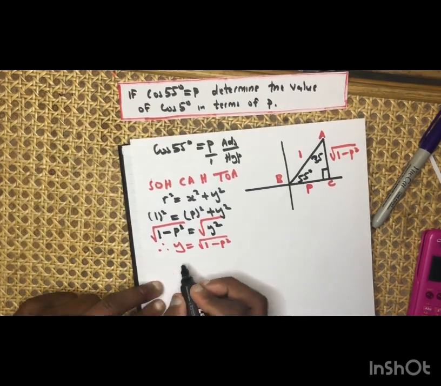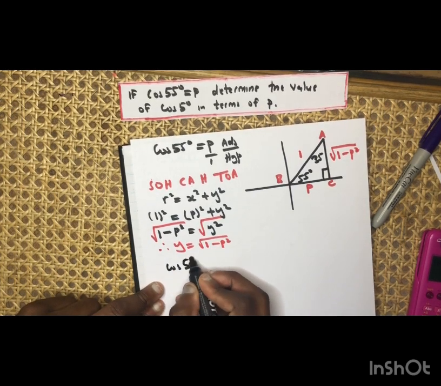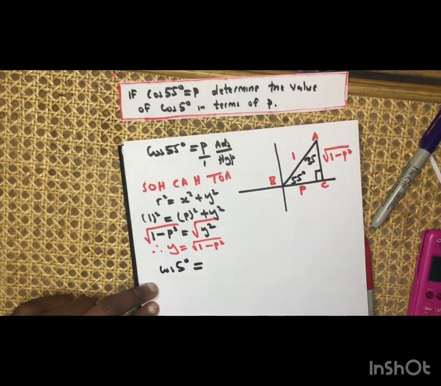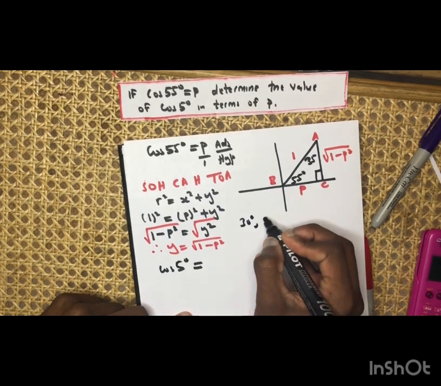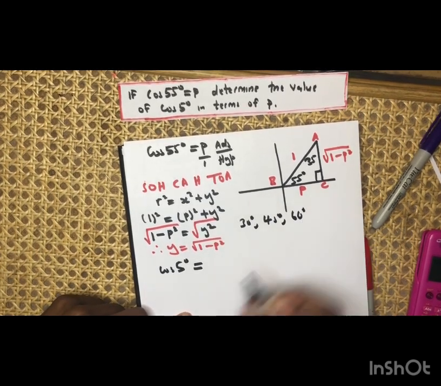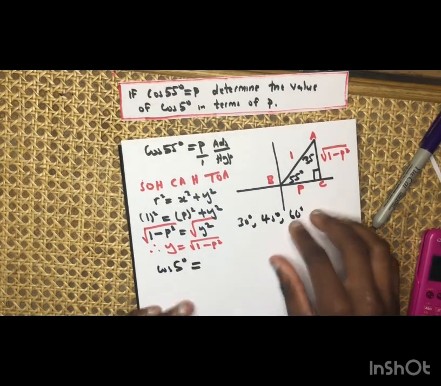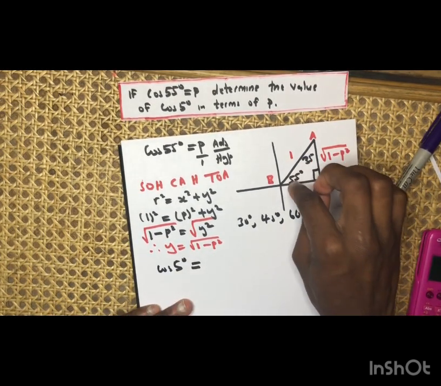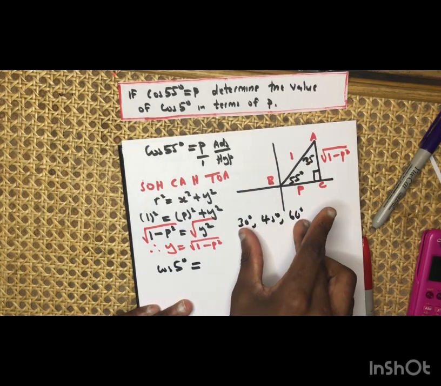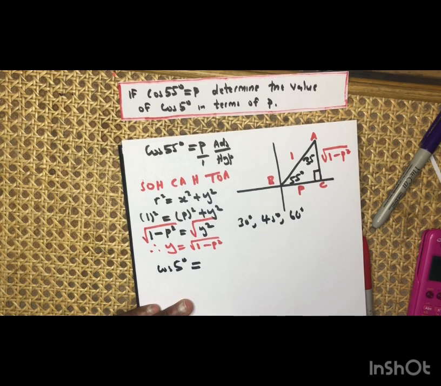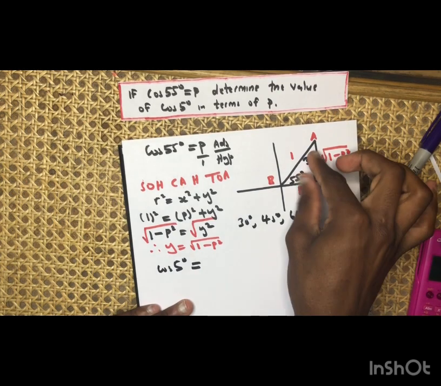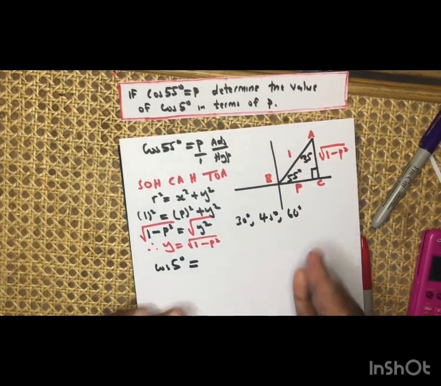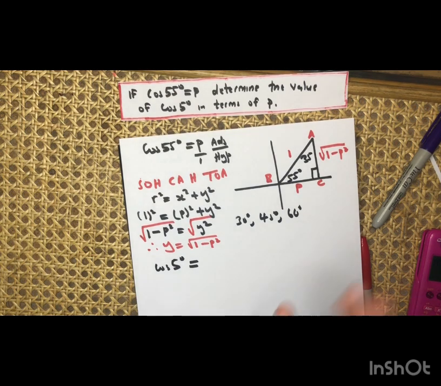So if I'm looking for cos 5, how can I get cos 5 here? We don't have cos 5. But if I think of my special angles, I have 30, I have 45, I have 60. So we are going to use these angles, 55 and 35 degrees, or your special angles. You don't create your own number here.